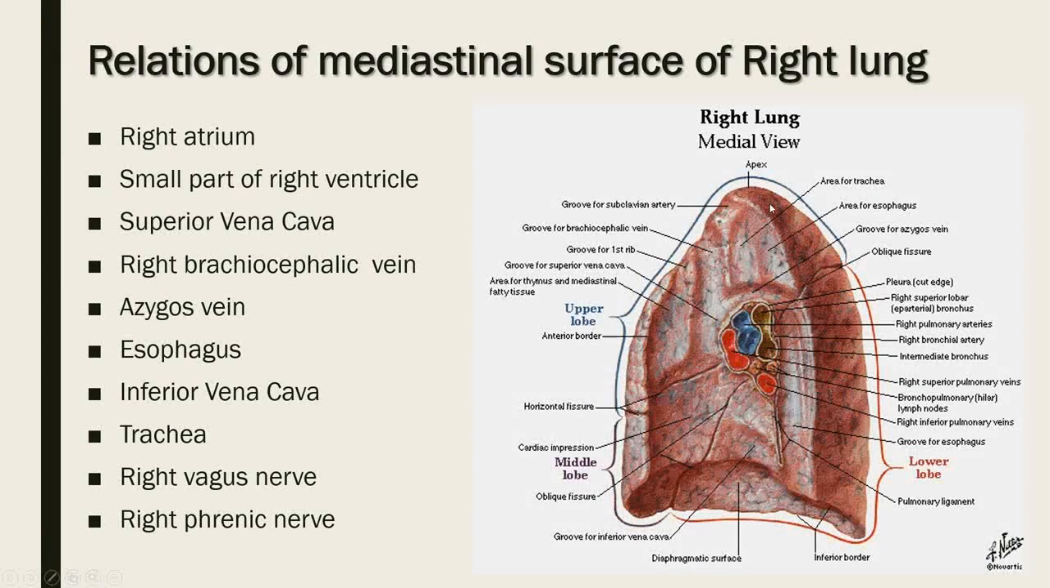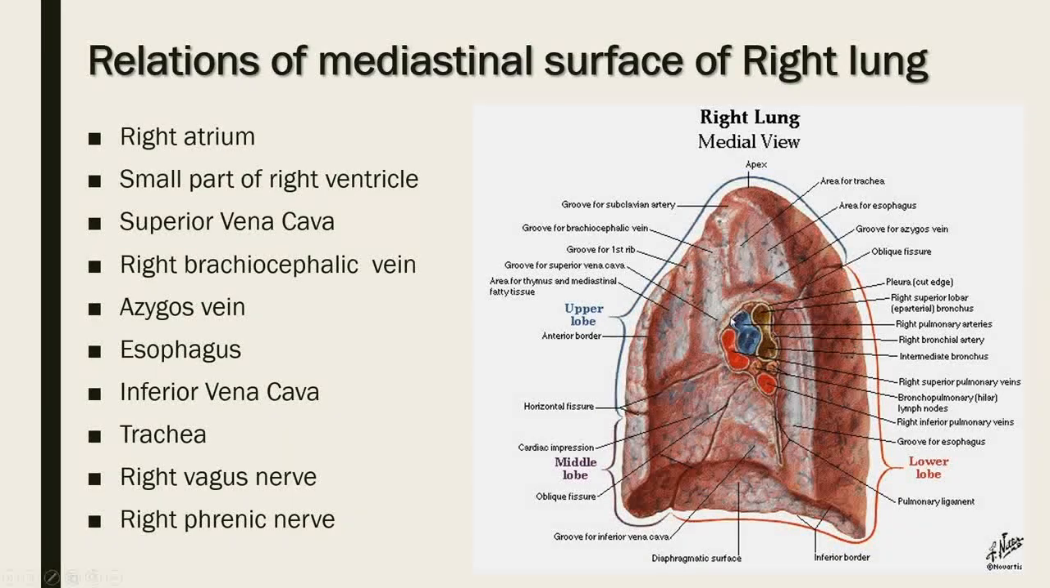These are the relations of the mediastinal surface, especially in the right lung. It is related to the right atrium over here, which is called the cardiac impression due to the presence of the right atrium. Then a small part of the right ventricle, a little below. Superior vena cava over here, this impression is for the superior vena cava. The right brachiocephalic vein is over here, and this groove that is arching over the hilum is the groove for the azygos vein. Then behind, this will be the groove for the esophagus. Below it, over here, there will be the groove for the inferior vena cava.